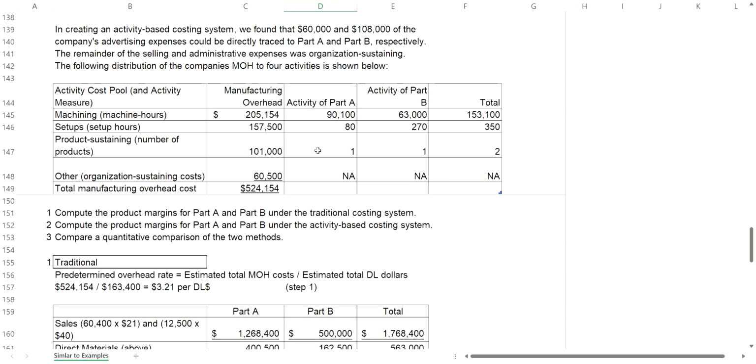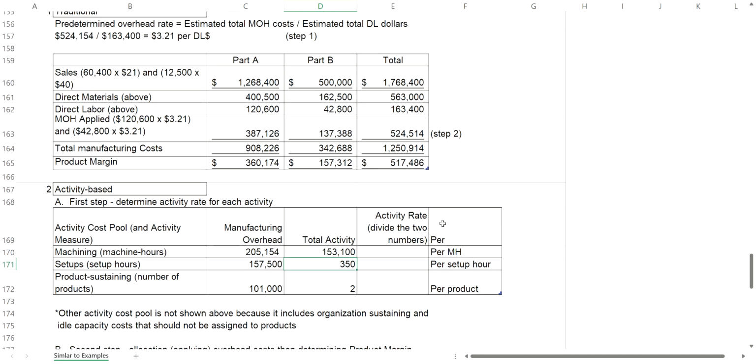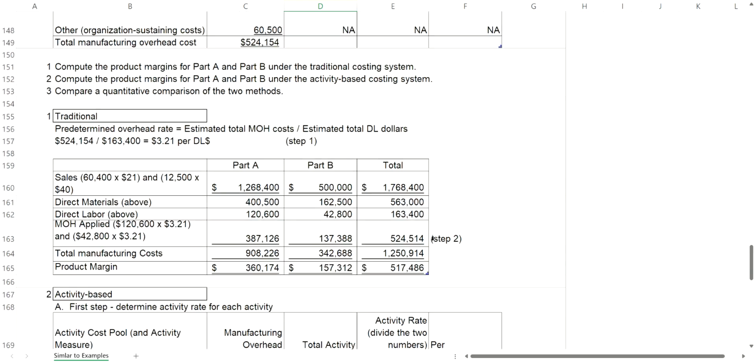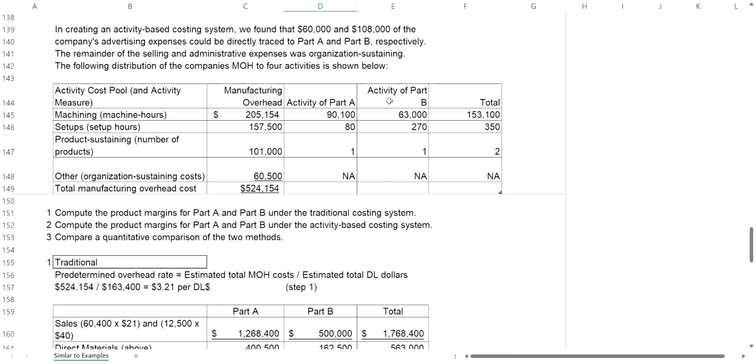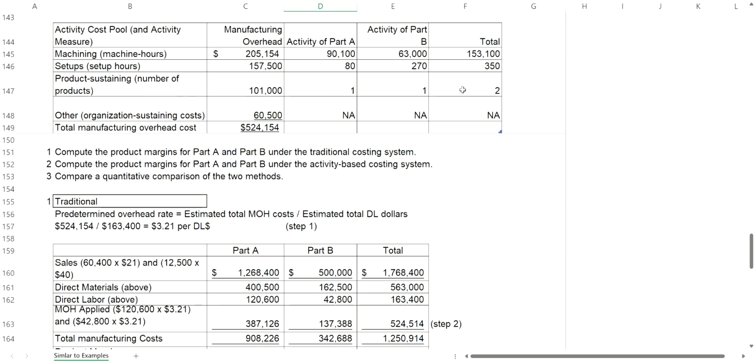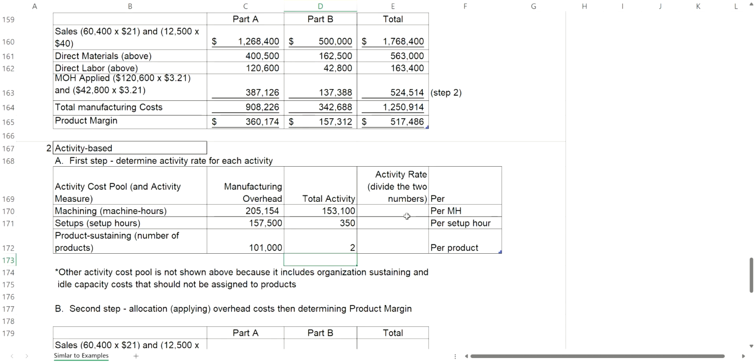So if I go back, I want to use not the machine hours for product A or B, but the total machine hours. 90,100 plus 63,000 is total machine hours of 153,100. So I want to use the total machine hours. Okay, for setups, let's use setup hours. And again, I don't care about product A or B. I want to use the total setup hours of 350. And for product sustaining, number of products, I had one of A, one of B for a total of 2. So I'll use that too.